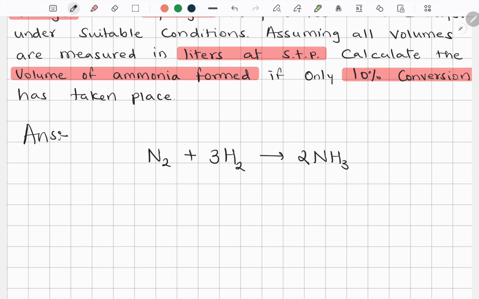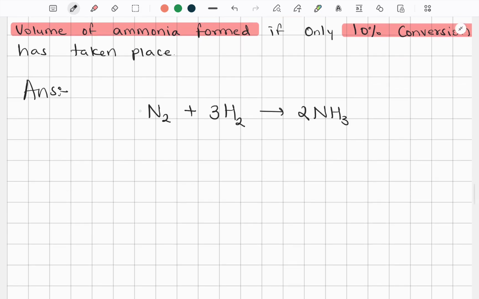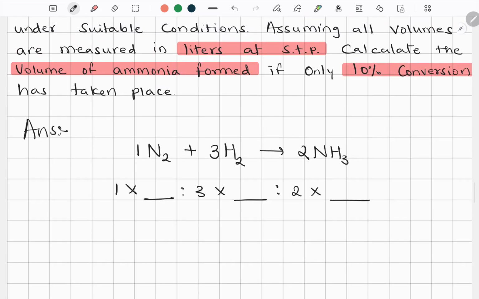Now according to Gay-Lussac's law, when gases react, they do so in volumes which bear a simple whole number ratio to one another and to the volume of products if they are gaseous. So here nothing written means 1. So 1 times some volume, 3 times it, and 2 times it. Now what is asked is the volume of ammonia formed in liters, at S.T.P., if only 10% conversion has taken place.